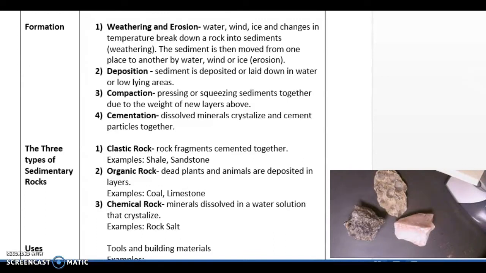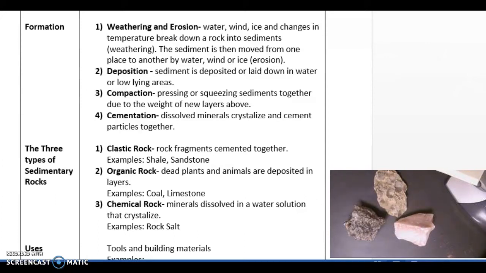Weathering and erosion is the first one. The first part is weathering. When water, wind, and ice changes in temperature, break down the rock into sediments. Okay, this process is called weathering. The sediments then are moved to another place by water, wind, or ice. That part is called erosion. So when the sediments are actually moving, it's called erosion, and weathering is when they're being broken down.